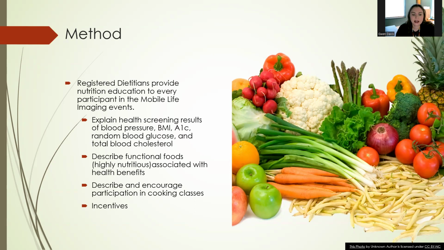And then something that they try to do is to encourage participation in our monthly cooking classes. So our dietitians hold 2 classes every month. And then incentive-wise, we give each participant usually an insulated grocery bag, some Mrs. Dash salt-free seasoning, as well as a heart healthy cookbook.